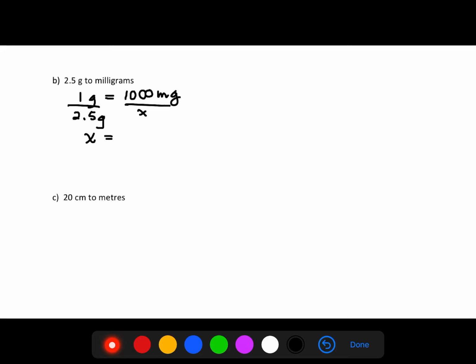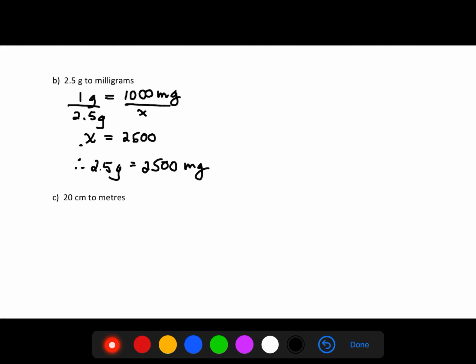Again, doing our cross multiplication, 1 times x is just x. 2.5 times 1,000 is 2,500. Again, this is just 1x, so this gives us our answer, and we're just going to state then that 2.5 grams is equal to 2,500 milligrams.